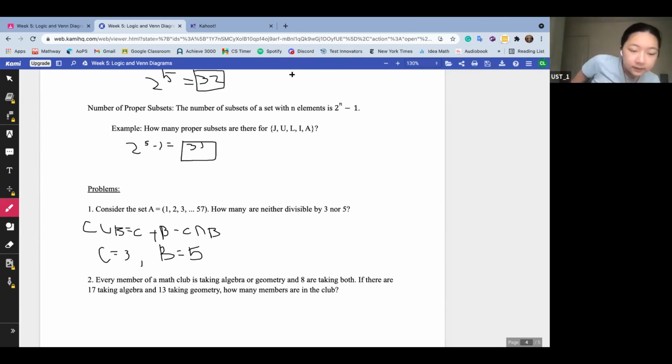Okay, so let's say C is the set of the elements that are divisible by 3. So it would be 3, 6, 9, all the way to 57, which is divisible by 3, 19 times. So the number of elements within this, 3, 6, 9, all the way to 57, you can divide everything by 3 and you'll get 19 elements for C. So C equals 19.